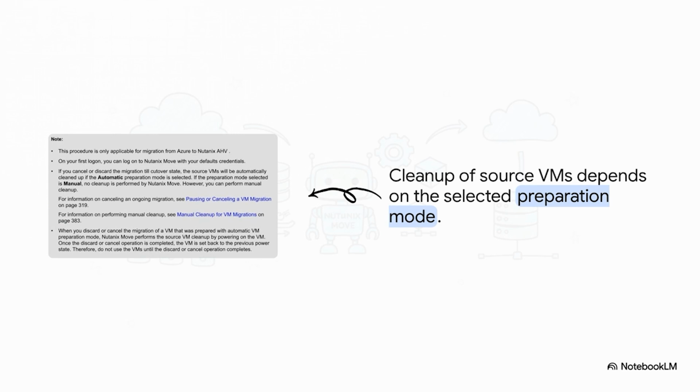Next up is a really specific edge case regarding canceled migrations. Say you decide to cancel or discard a migration before the cutover happens. What happens to the source VMs? Well, it depends entirely on the preparation mode you selected earlier. If you chose automatic preparation, Nutanix Move goes in and cleans up the source VMs automatically. Super easy. But if you chose manual preparation, no cleanup is performed by Move at all, and you are entirely on the hook to clean it up yourself.